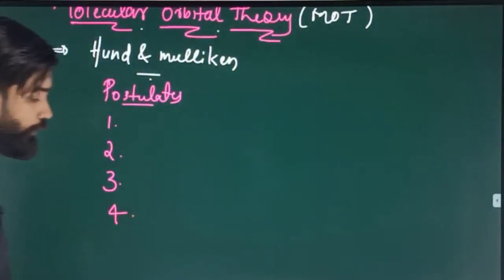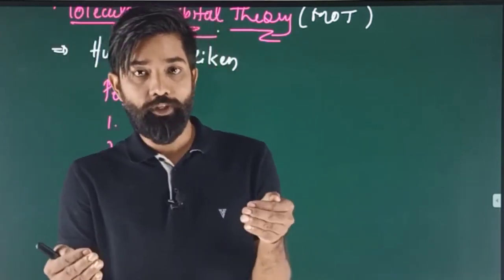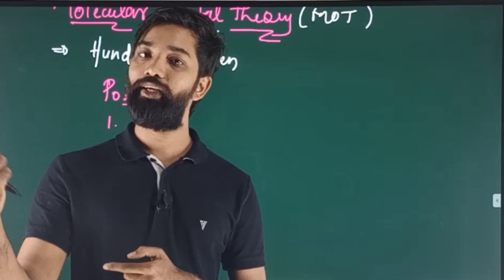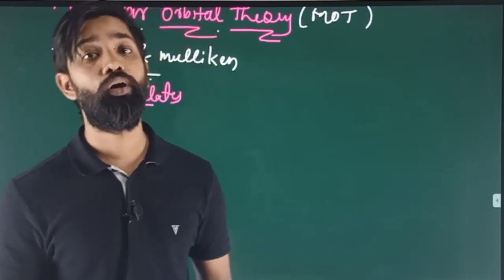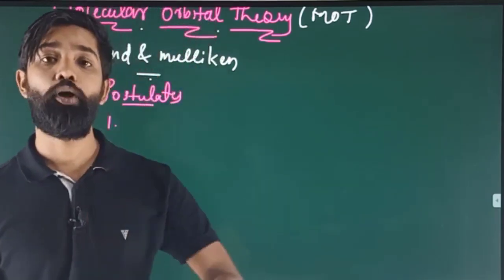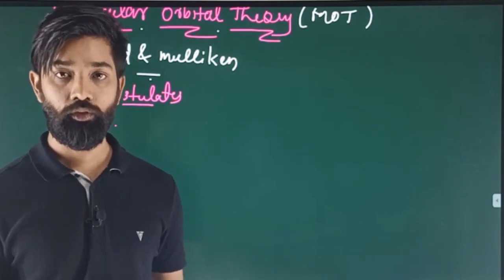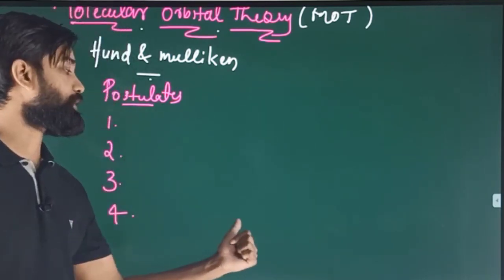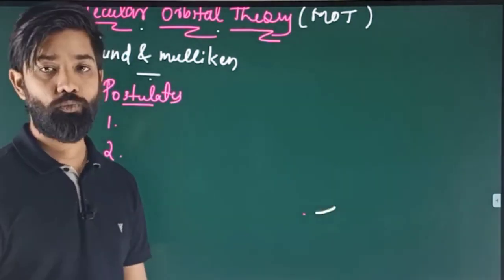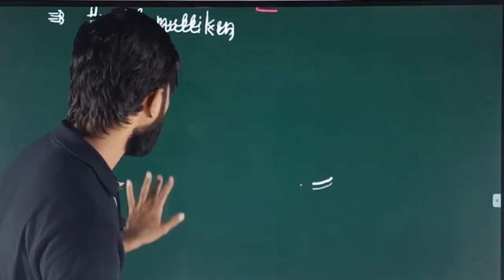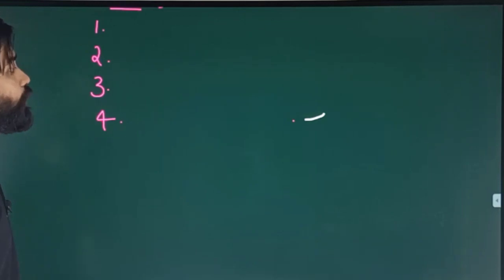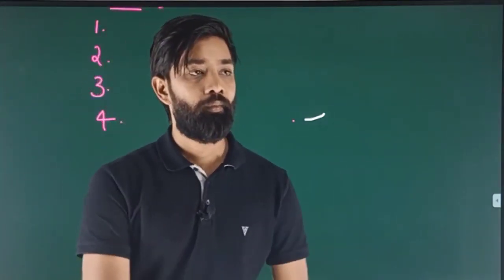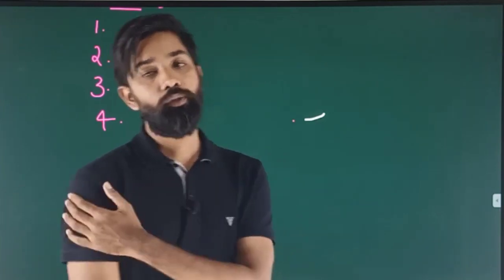Next, like in hybridization, where as many hybrid orbitals are formed as atomic orbitals combined, here also as many molecular orbitals are formed as atomic orbitals combined. So the number of atomic orbitals combined is equal to the number of molecular orbitals formed. Ready? Fine.